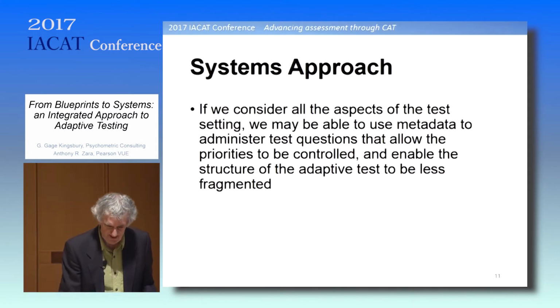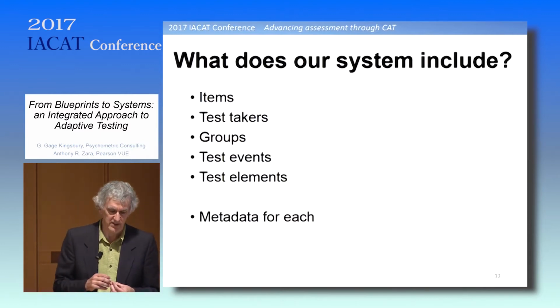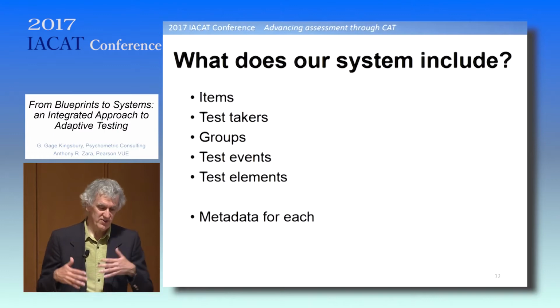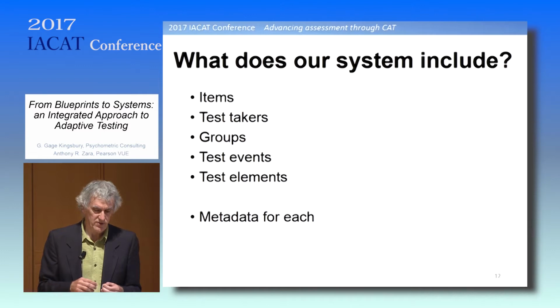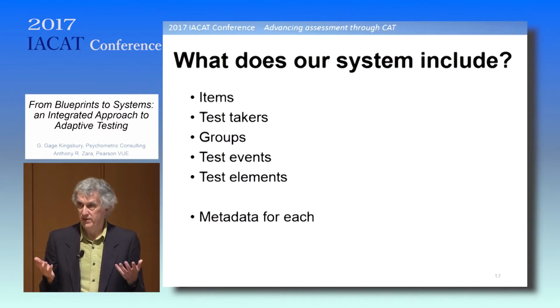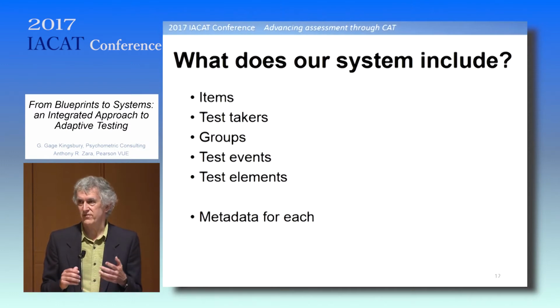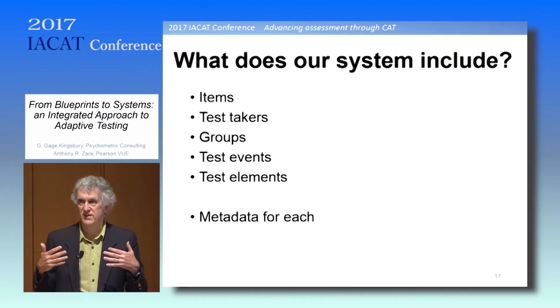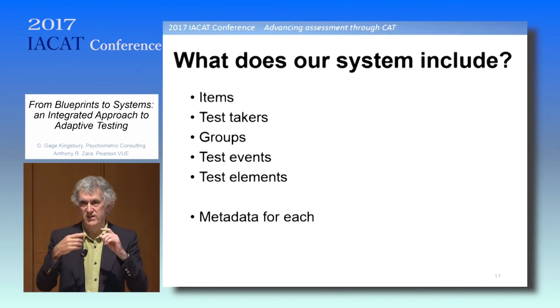I will. Okay. So let's talk about what a testing system commonly includes. It includes a set of items that might be stable, might be dynamic. It includes a set of test takers who also might be stable or dynamic. It includes a set of groups. Commonly within your set of test takers, if you're doing a large-scale adaptive test, there are smaller groups of individuals taking the test that might be important to consider.